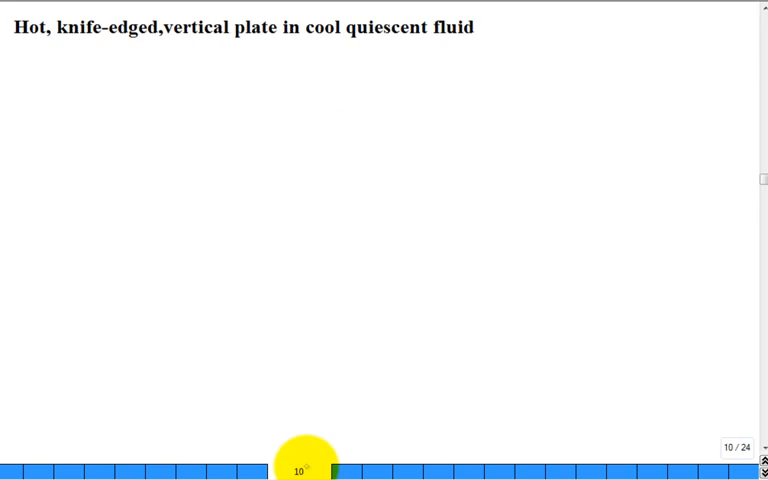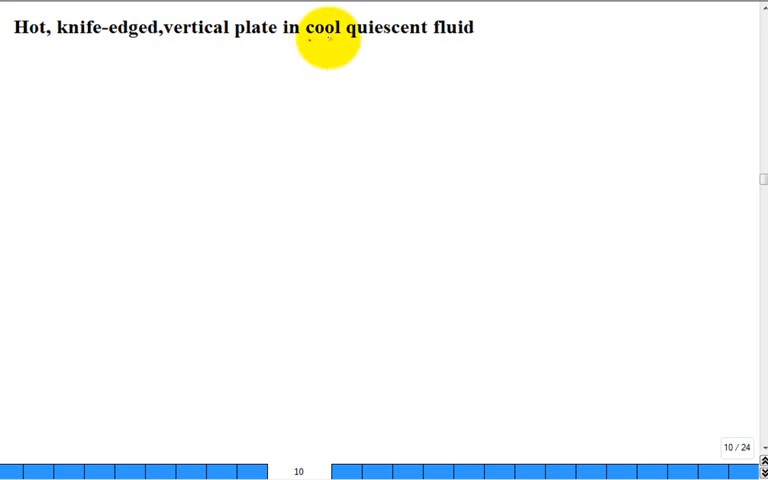Now we got to get into free or natural convection. We'll start off with a hot knife-edged vertical plate in a cool quiescent fluid. What does quiescent fluid mean? What's the word quiescent? It basically wants to be still. It's pretty still. It's not like blowing. There's no forced convection. Now we're doing natural free convection.